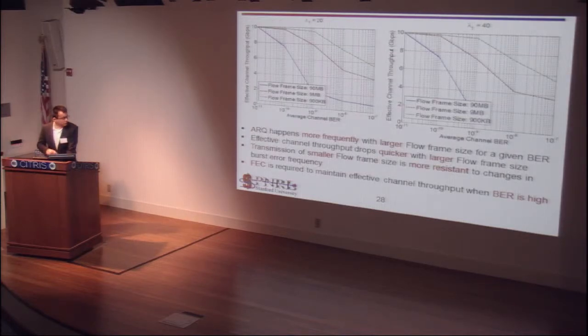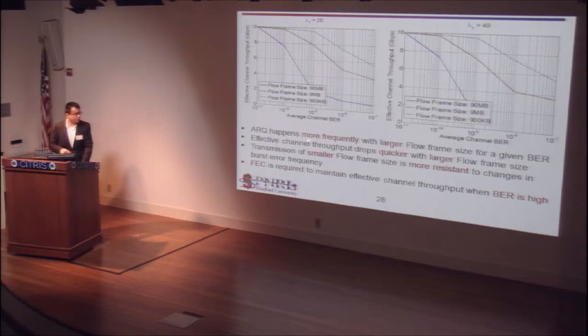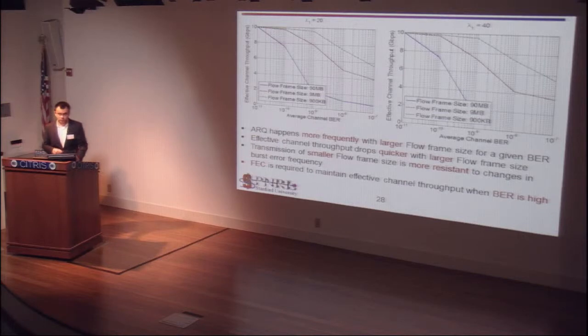Some observations: the larger flow frames are more vulnerable to burst errors, as expected, while the smaller flow frame size is more resistant to both the errors and changes in the burst error frequencies. So this means our flow frame size is limited by the burst error, or in turn the retransmission times. But if a flow frame is too small, then we'll suffer from too much overhead. So we need to balance the retransmission time and the overhead of the flow frames.